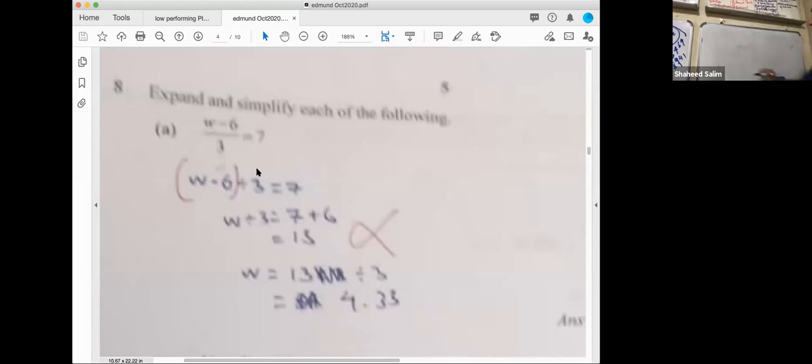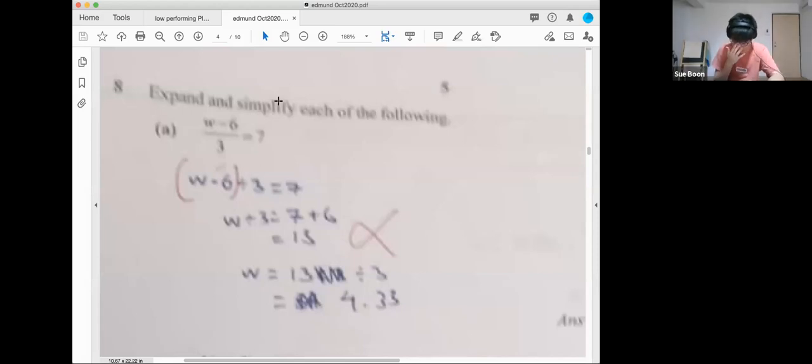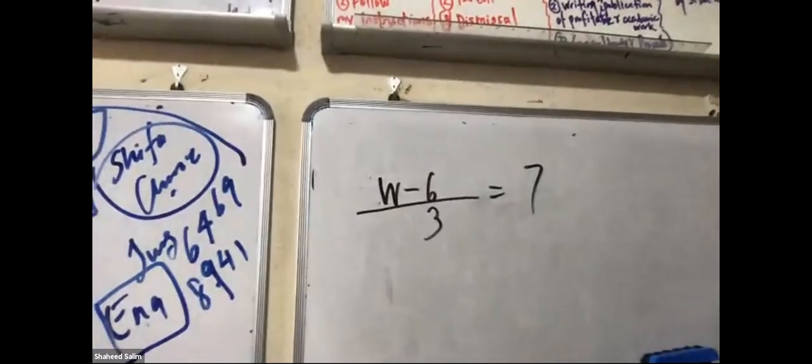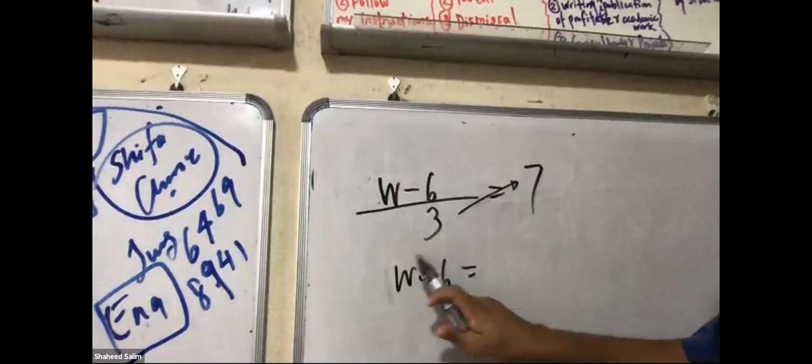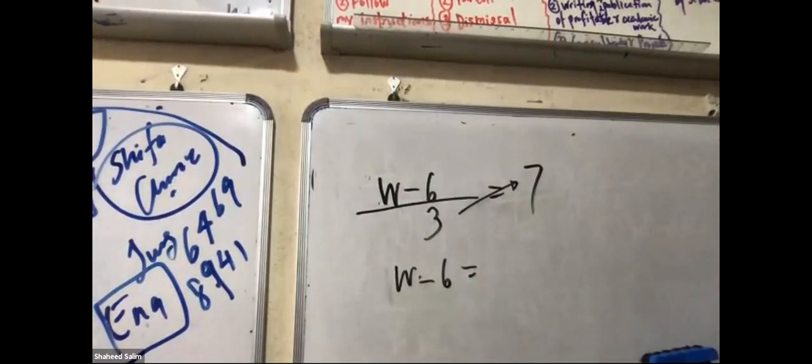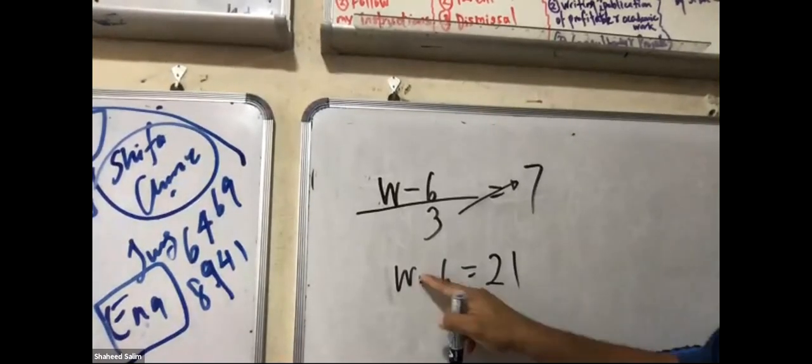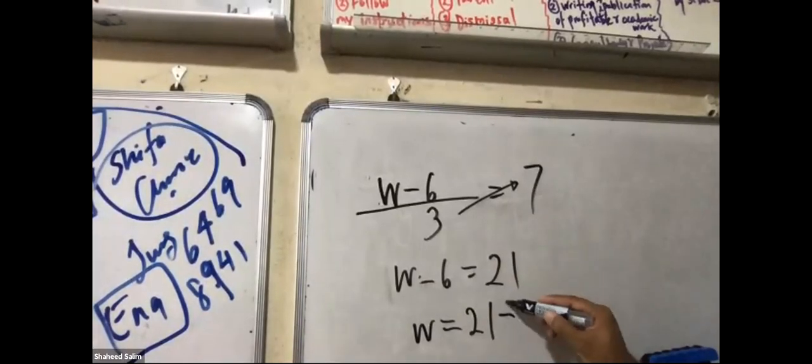So now they have w minus 6 over 3 equals to 7. Same thing, right? Similar, right? But this time now, look, you push this up. What do you get? W minus 6 equals to how much? 21. Good. So now you bring the minus 6 over. You get what? W equals to 21 plus 6, bring over become plus 6.